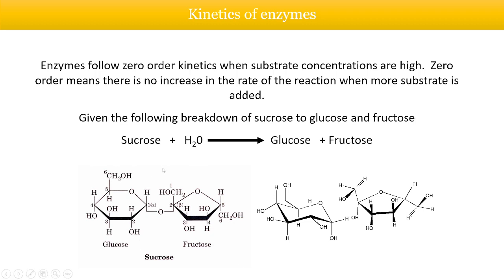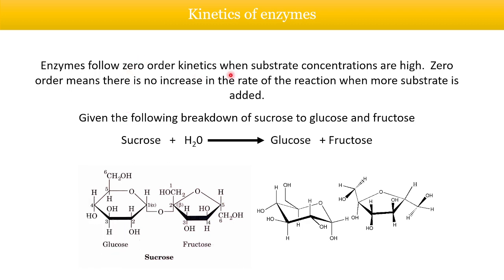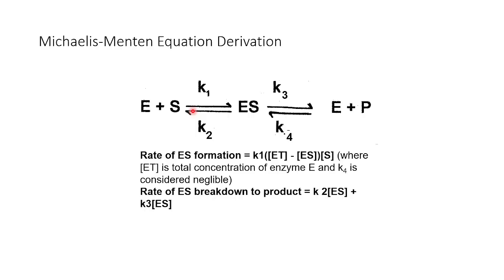If you can see over here in my slide, enzymes follow zero order kinetics when the substrate concentration is high. Zero order means that there is no increase in the rate of the reaction when you are adding more substrate. It has reached a saturation value. One example of this is sucrose breaking down to glucose and fructose. Now this is the Michaelis-Menten equation that has been derived.